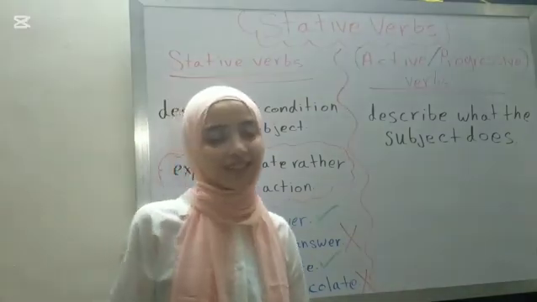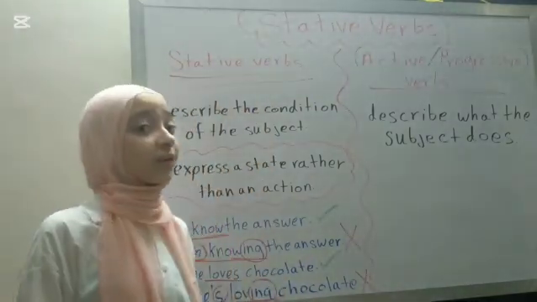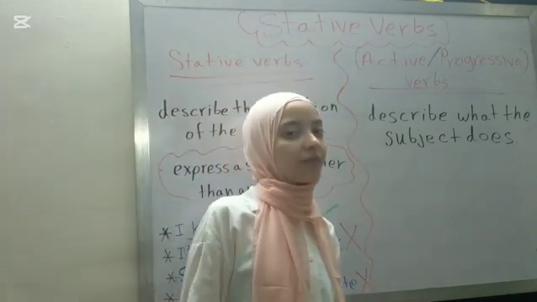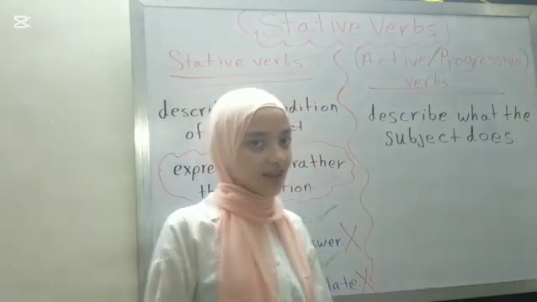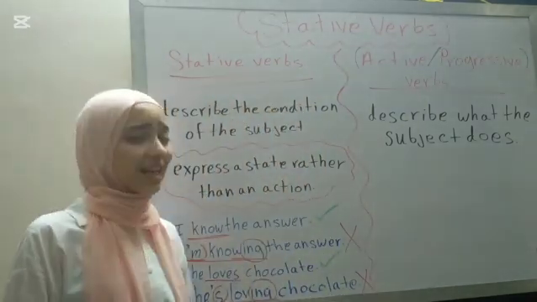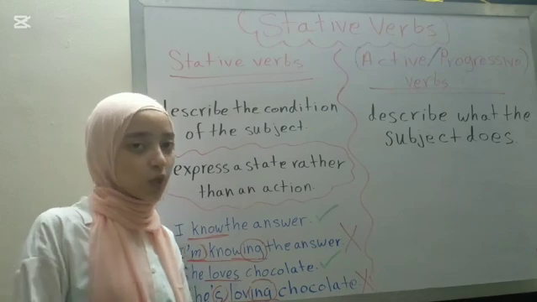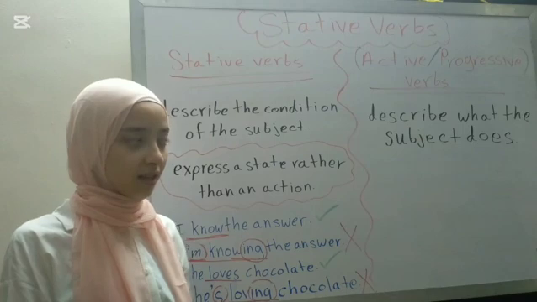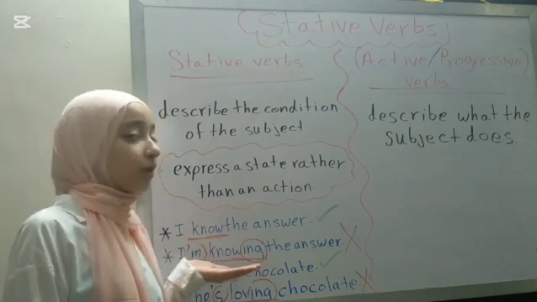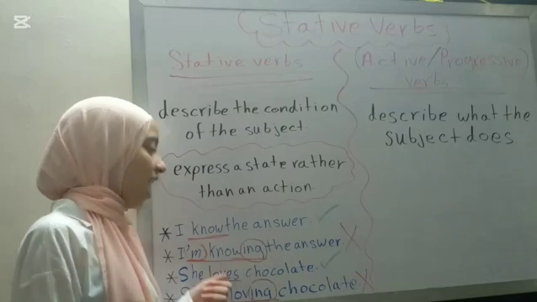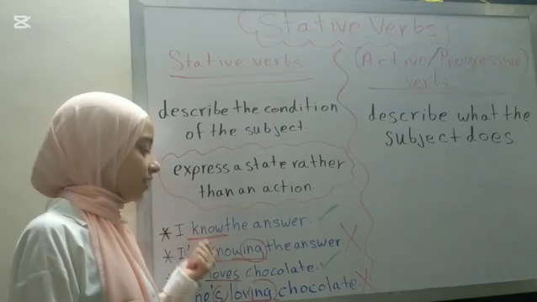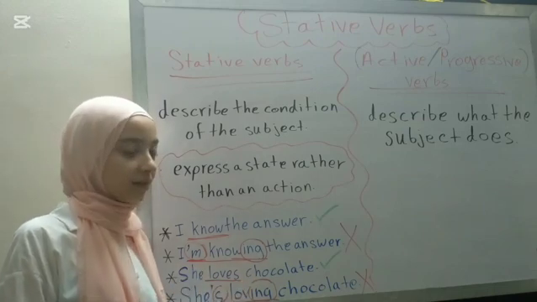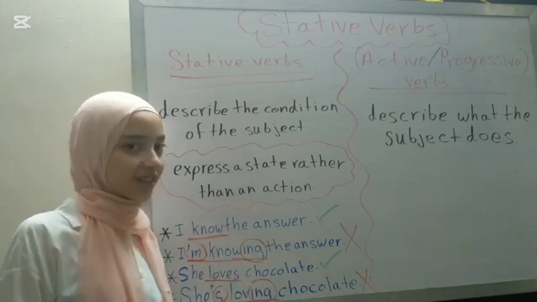So what's the difference? Stative verbs are used to describe the condition of the subject, while the active verbs describe what the subject does. The stative verbs express a state rather than an action, so we usually don't use them with continuous tenses. So we say, I know the answer, but we don't say, I'm knowing the answer, as know is a stative verb. We also say, she loves chocolate, but we don't say, she's loving chocolate.